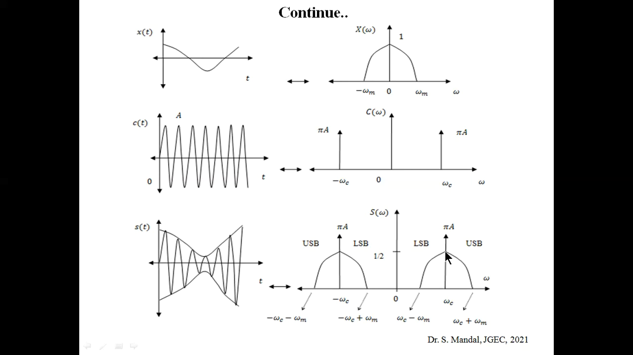Sideband means frequency component, and because here there is a higher frequency component and a lower frequency component also, that means there are two sidebands, upper sideband and lower sideband. That's why we call it double sideband. Okay, remember that either USB or LSB contains the same information.